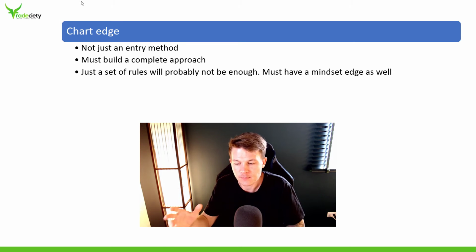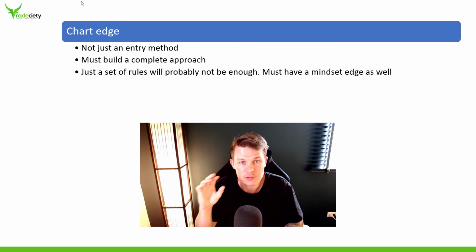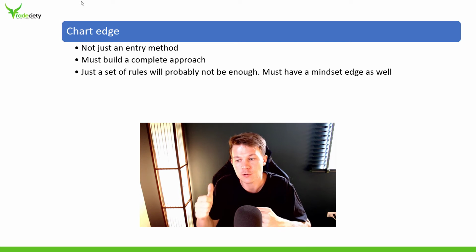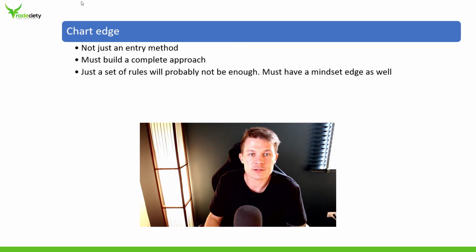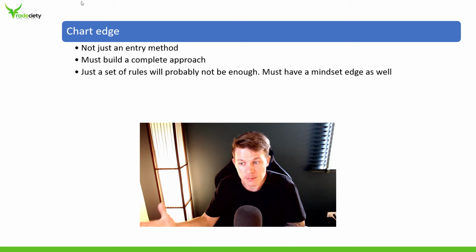So we need to get away from this entry mindset. If you're talking about a chart edge, you really must build a complete trading approach. So you need to have rules for what is the right time frame for your trading strategy, and not only for your trading strategy, but the right time frame for you as a trader based on time availability and other factors, as I talked about in a previous podcast.